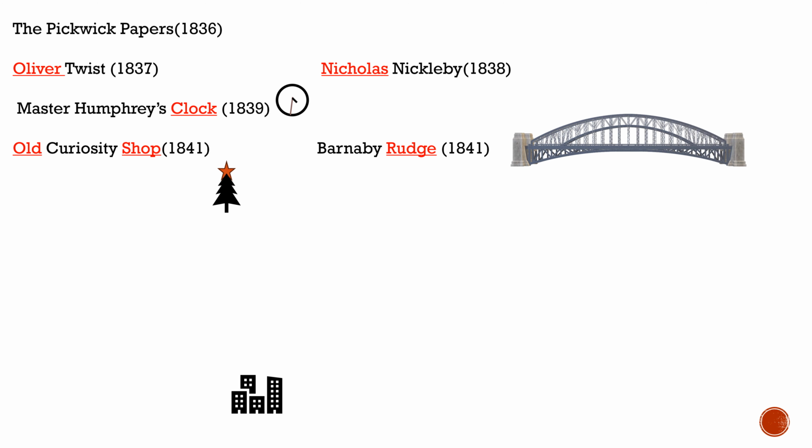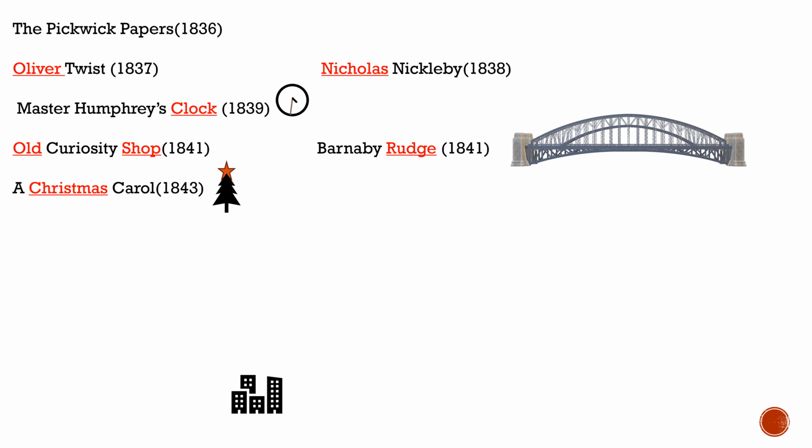Usually we buy a gift during the Christmas time, right? So imagine that it's Christmas time. Dickens' next work is A Christmas Carol. So Oliver and Nicholas were friends. They were going to buy a clock. So for that, they went to an old curiosity shop. For that, they have to cross the bridge. So Barnaby Rudge. It's Christmas time.